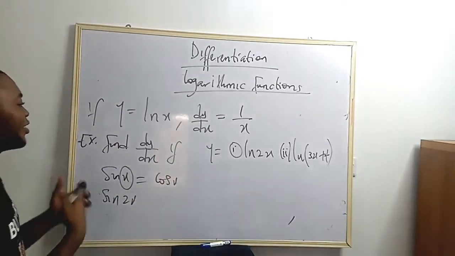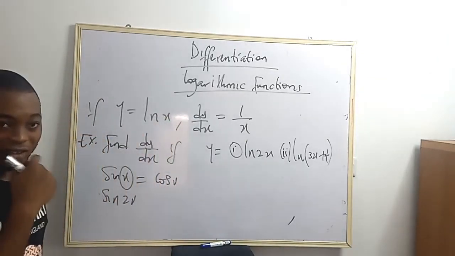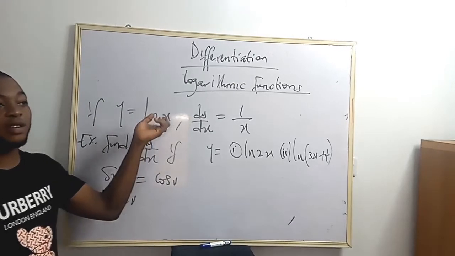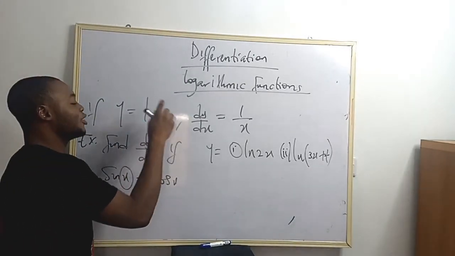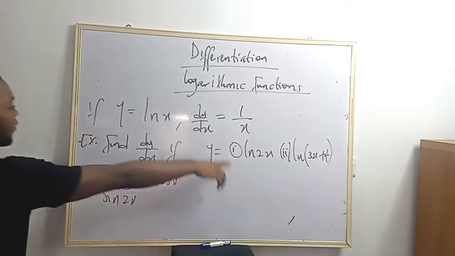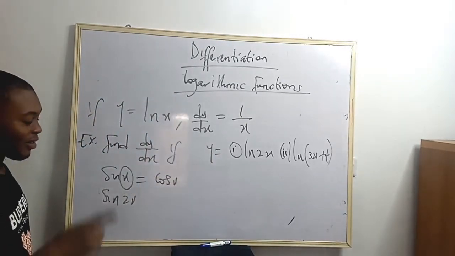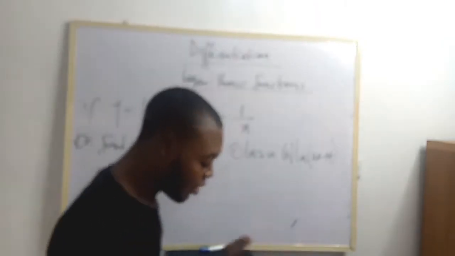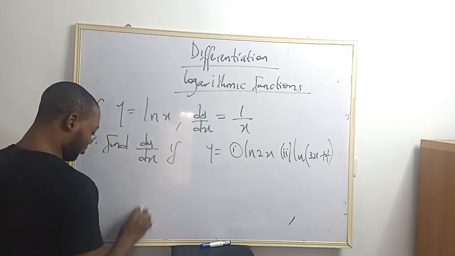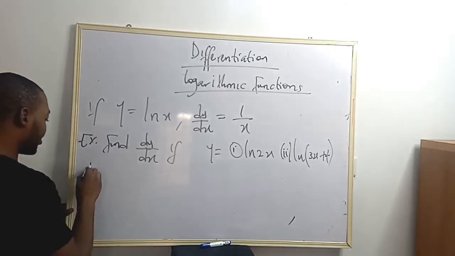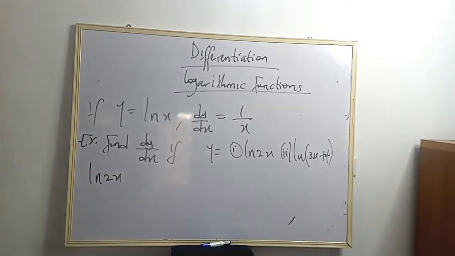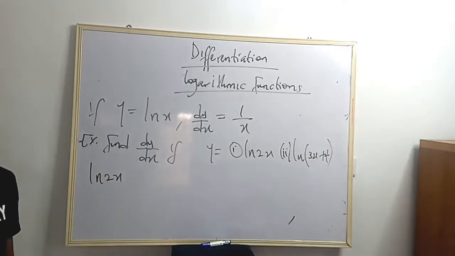But when the argument of the logarithm, in sine it's the angle, is beyond x raised to power 1, then it becomes a function of another function. So the first question, ln 2x, is a function of another function. Remember the formula for function of another function, that is what we're going to use to differentiate that. Look at this, ln 2x. Logarithm is a function on its own, and 2x is another polynomial function on its own.